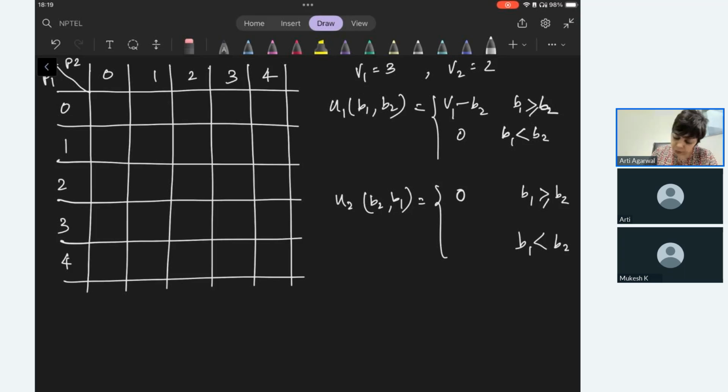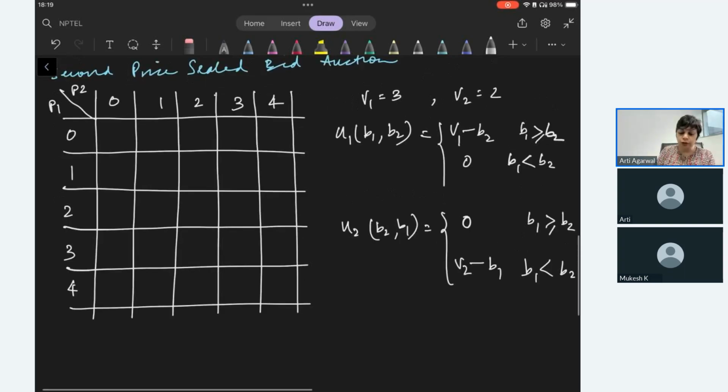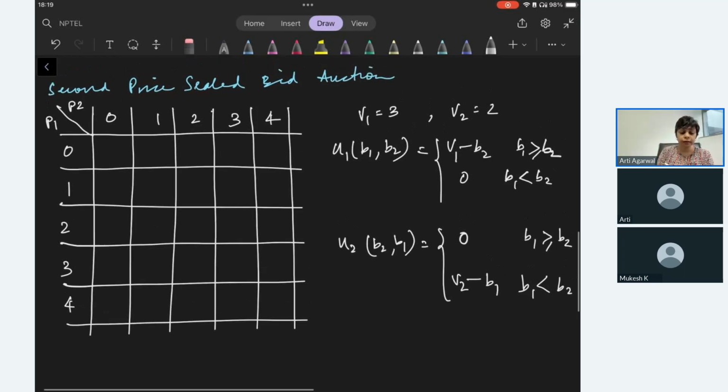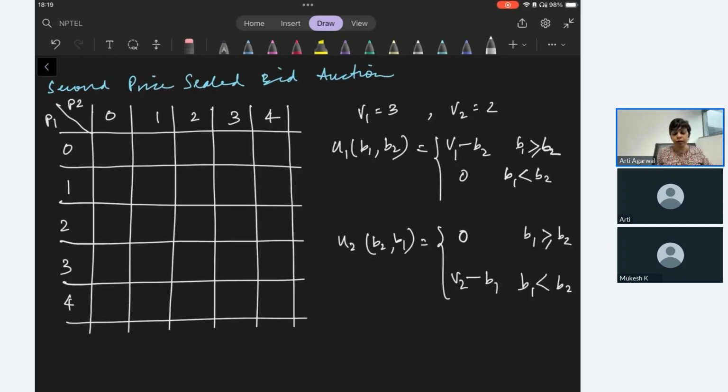So his valuation is V2 minus V1. That is his utility. So this reasoning, if you understand, all you have to do now is just to apply this reasoning in creating this. It becomes relatively simple. So let's just take a step back and think about what we have done so far.